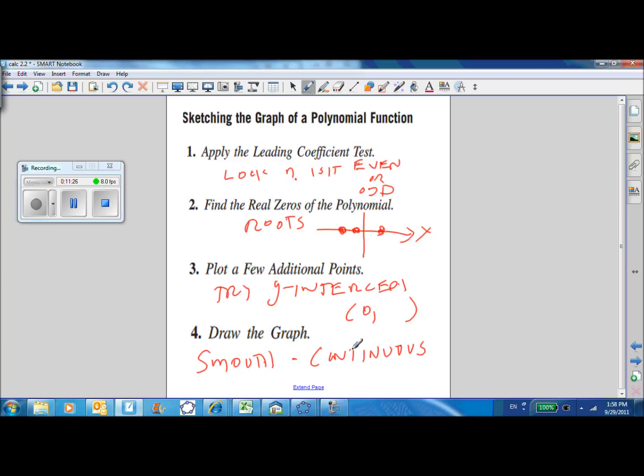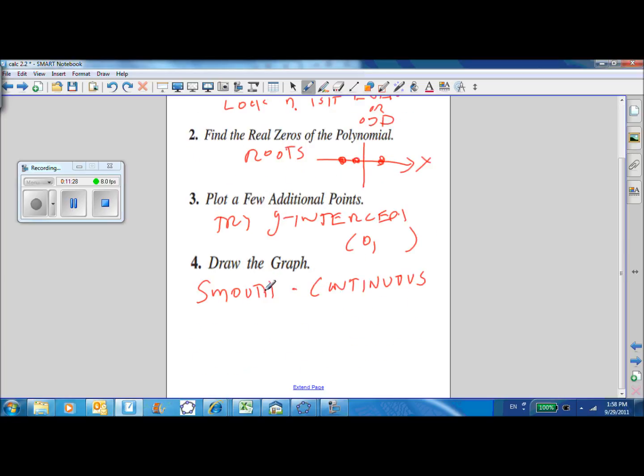Smooth and continuous. That implies two ideas. Smooth means no sharp corners, like you have on an absolute value graph. Continuous means no holes, no gaps, no vertical asymptotes. And we're going to talk about those at the end of the chapters.